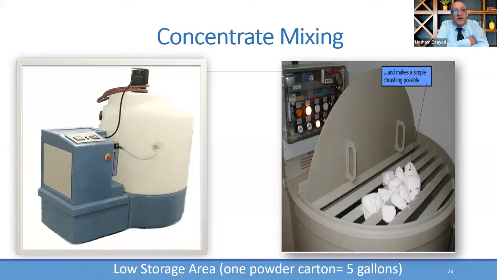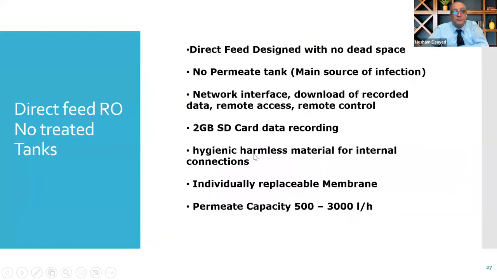You can have either a direct RO system, which pushes ultra pure water directly to the dialysis machine, or you can use canisters. But in our system, we have both. We have a direct RO system and a mixer with the acid concentrate. So direct feed RO is designed with no dead space, network interface, and data recording, so you can control hygiene, with individually replaceable membranes, and can have a capacity of up to 3,000 liters per hour.